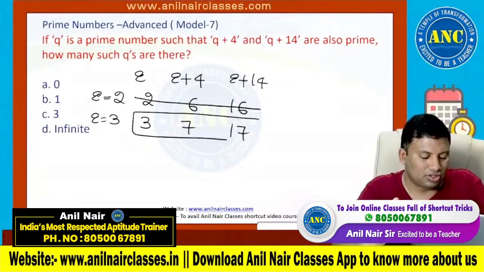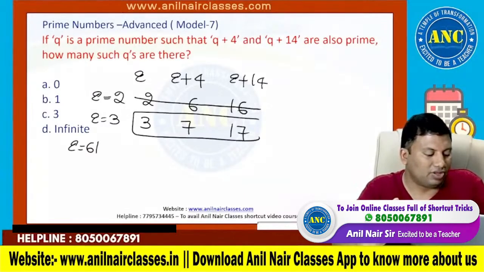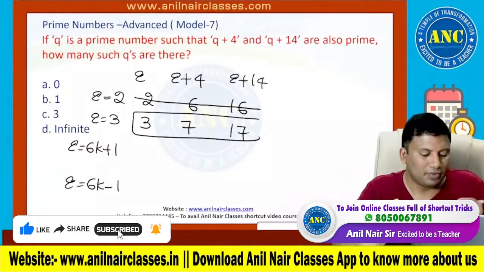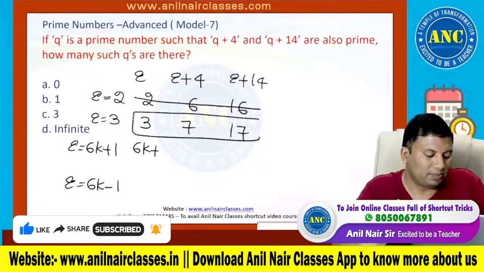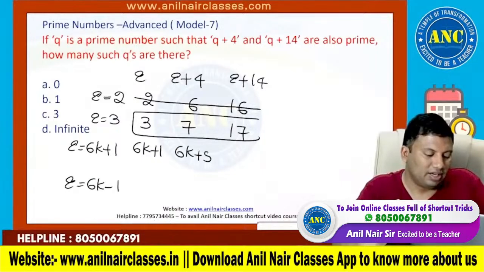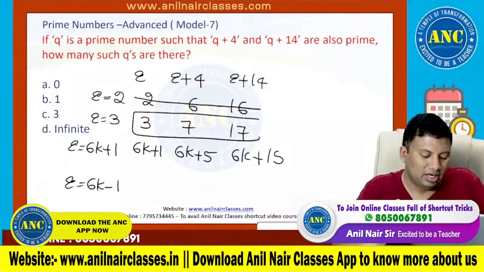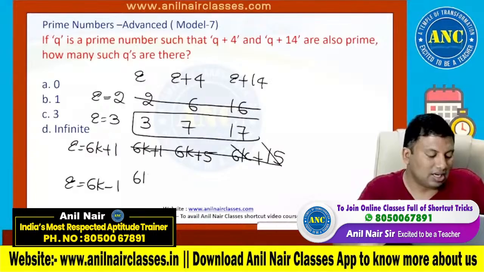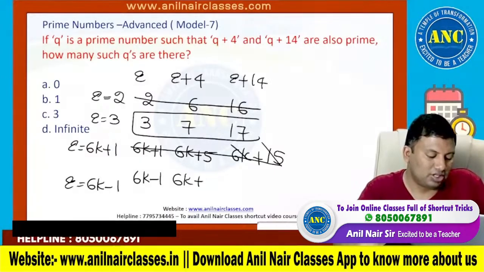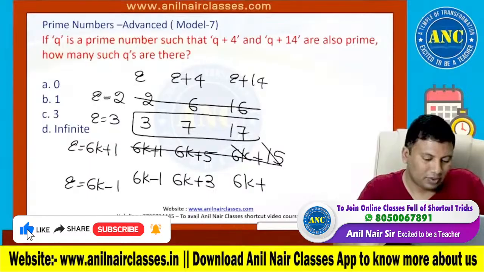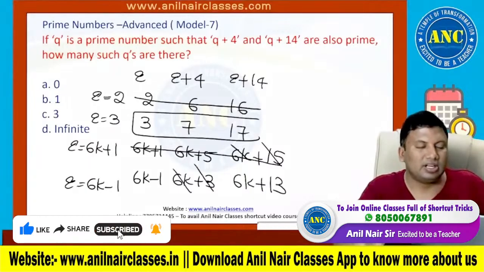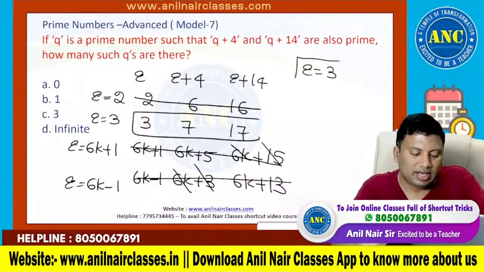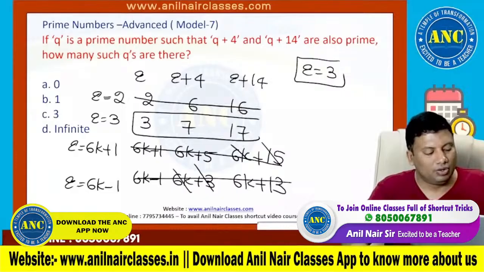It is possible. Any prime number greater than 3 is of the form 6k plus 1 or 6k minus 1. If you see, 6k plus 1, 6k plus 5 and 6k plus 15: divisible by 3, so this case is not possible. 6k minus 1, 6k plus 3 and 6k plus 13: divisible by 3, this case is not possible. So how many values can Q take? Only one value: Q equals 3.